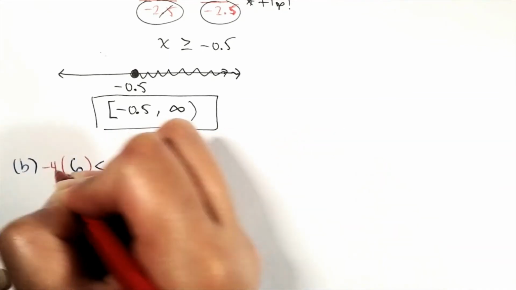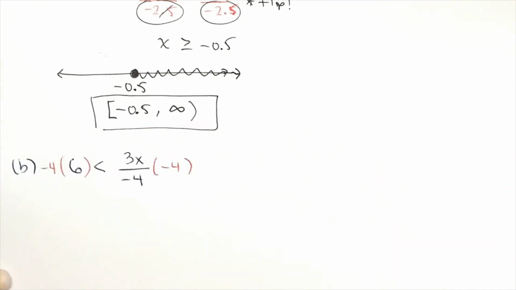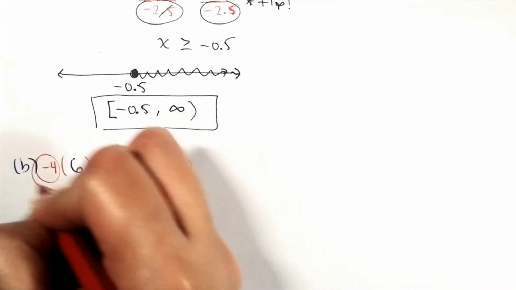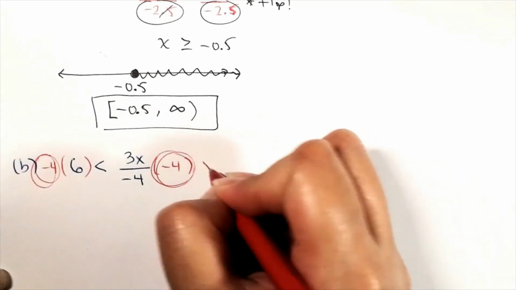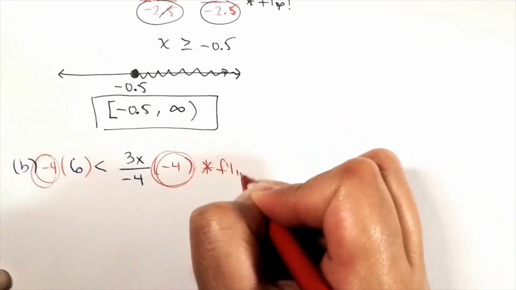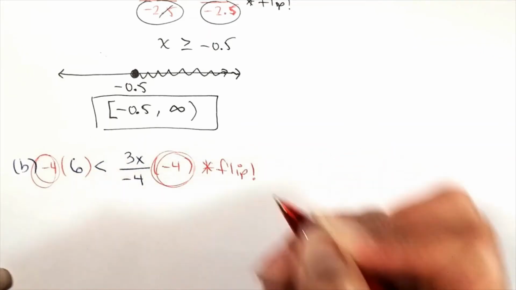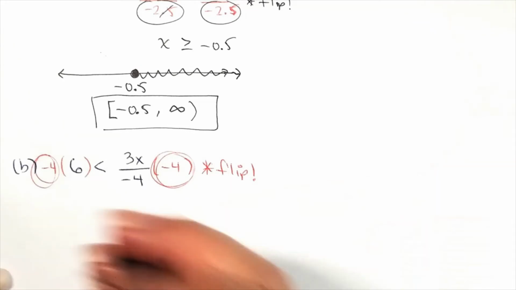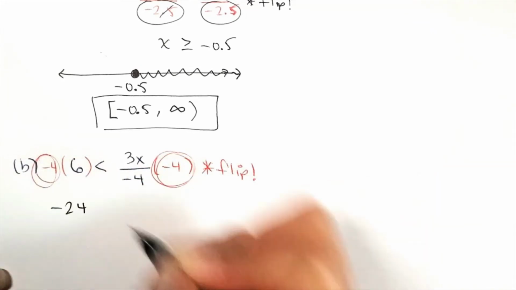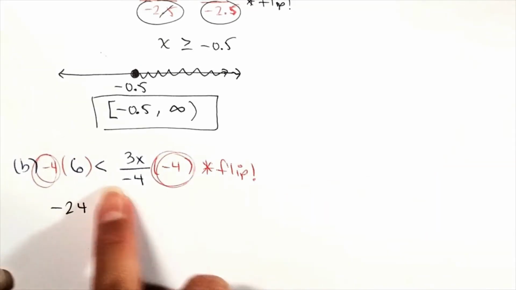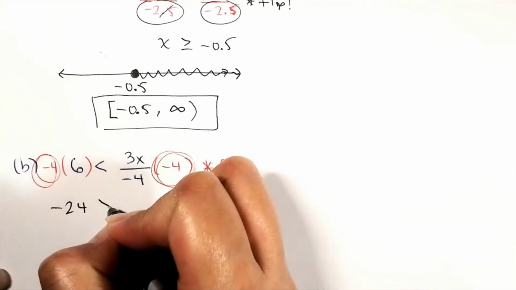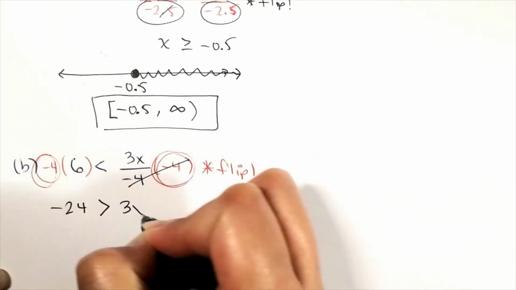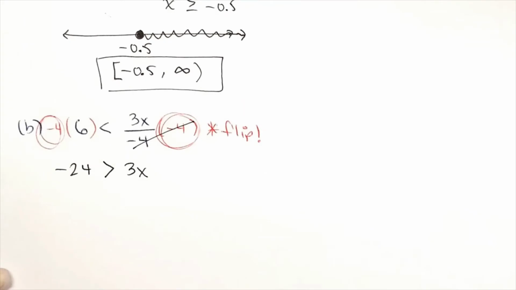And like you said, let's bust out the sirens. At any point, if we multiply or divide both sides by a negative, we have to reverse the direction of the inequality symbol. That takes forever to write, so I'm just going to say flip. So we should have negative 24 is greater than, because we got to flip it, 3x.